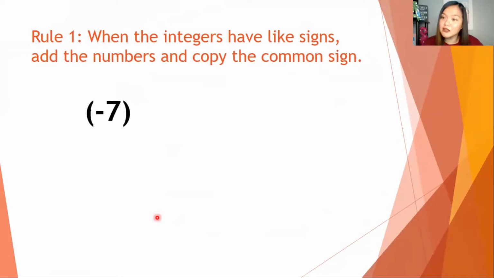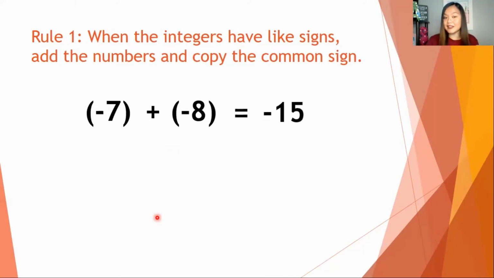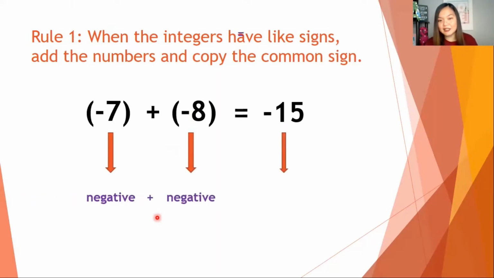Next example. What if you have negative 7 plus negative 8? Okay, again, negative plus negative equals negative. So if the person with you is negative and you are also negative, you're both negative, right?